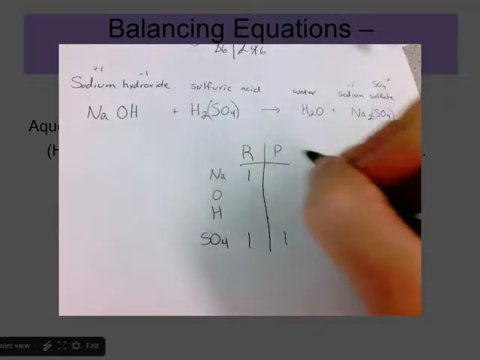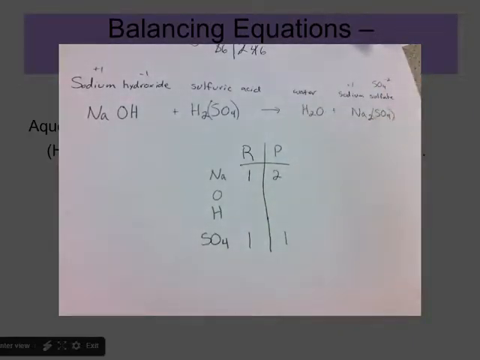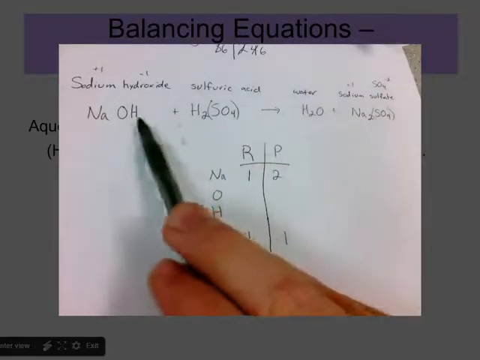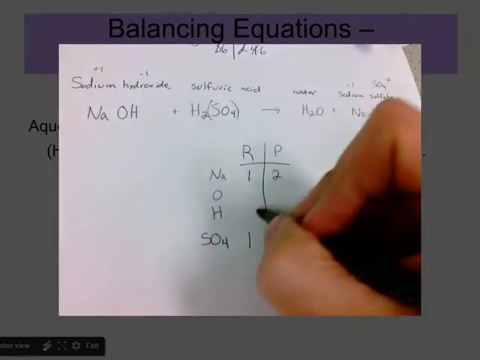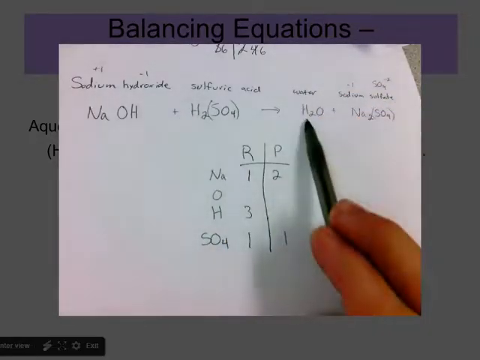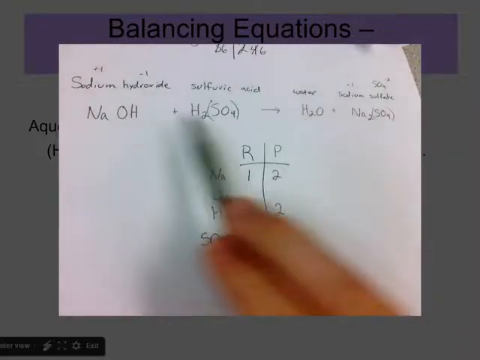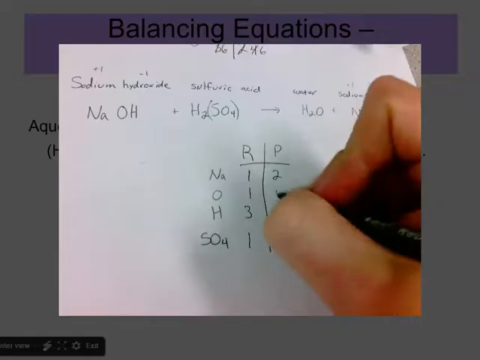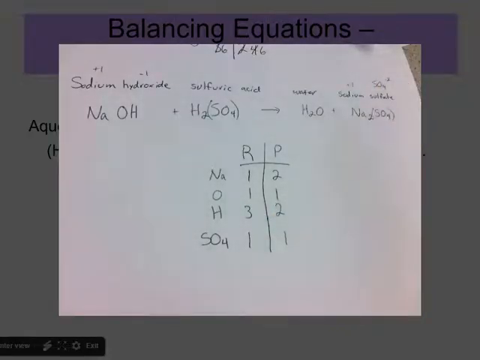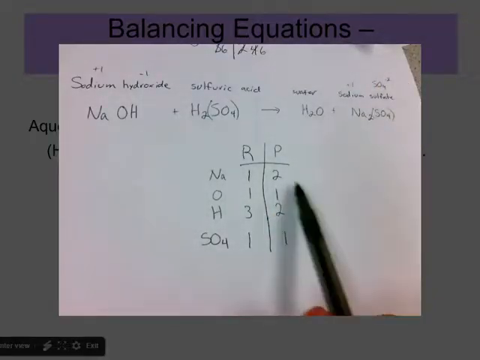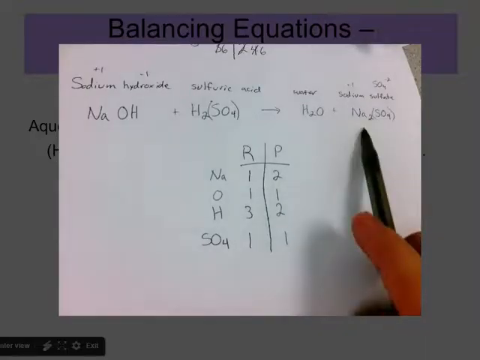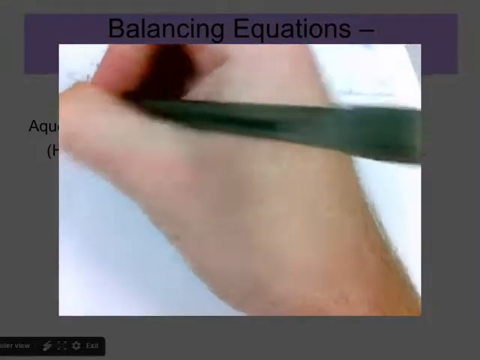There's 1 sodium on the reactant side, 2 on the product side. And our hydrogens, we have 1, 2, 3, and 2 on this side. And then oxygen, 1 and 1. Okay, so let's take a look at something that we need to balance. It looks like sodium. Let's start with sodium. There's 2 over here, there's only 1 over here, so we're going to need to add a coefficient.